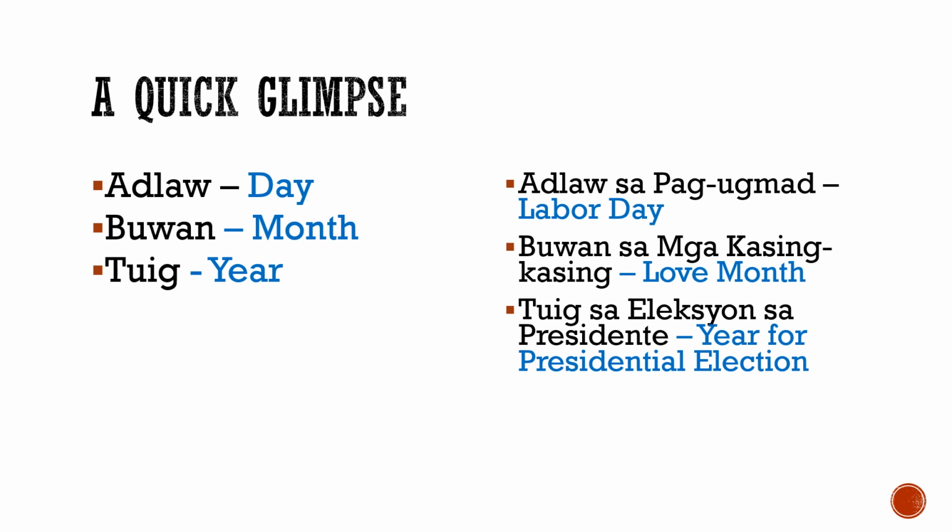Tuig sa eleksyon sa presidente. Now for the word election, we just borrow the English word. So it's spelled differently, but it's still the same. It's election, and the presidente. So it comes close to the original English words. Tuig sa election sa presidente. The year when we elect the president. So it's year for presidential election.